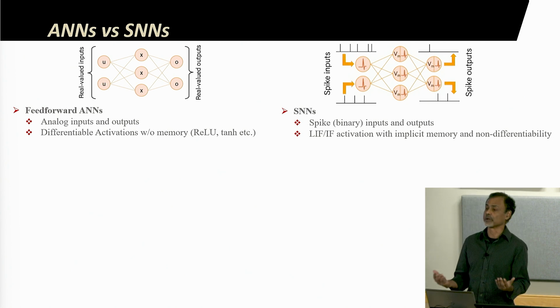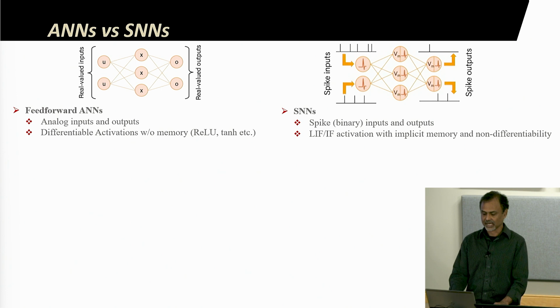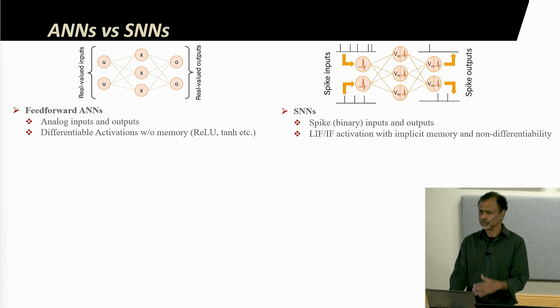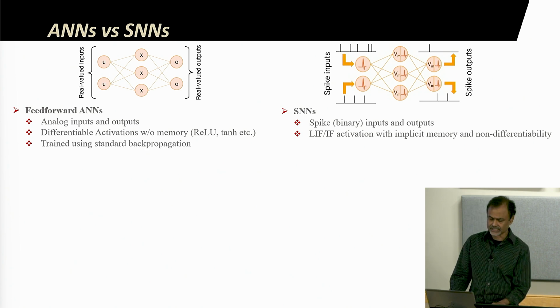it has what's called a membrane potential. As I mentioned, the membrane potential is stored in a memory, and the problem with such LIF neurons is that they are not differentiable everywhere. So that can potentially cause a problem when it comes to training these neural networks.